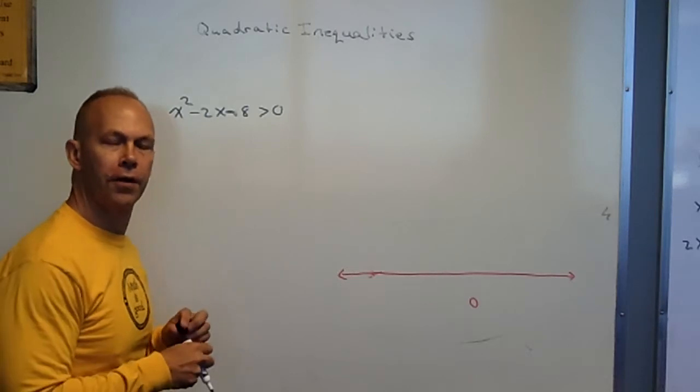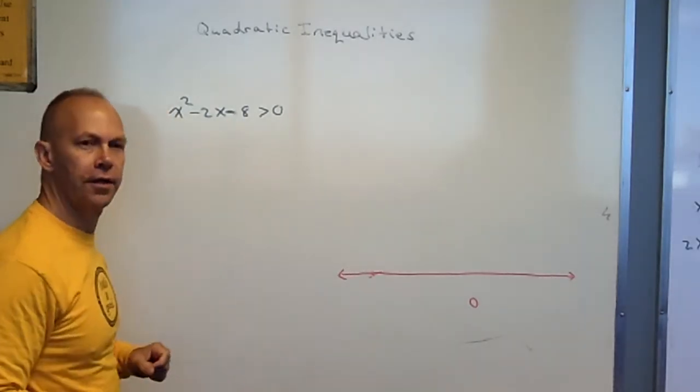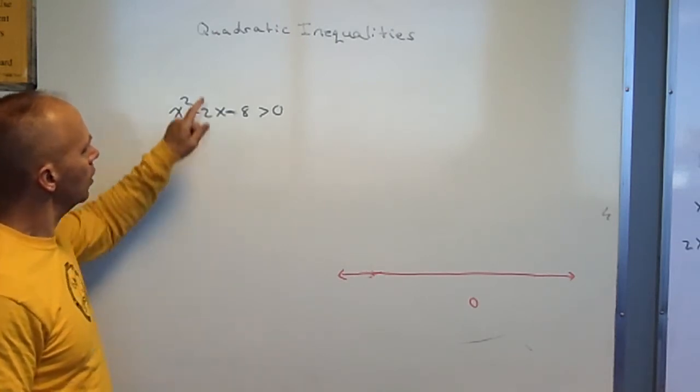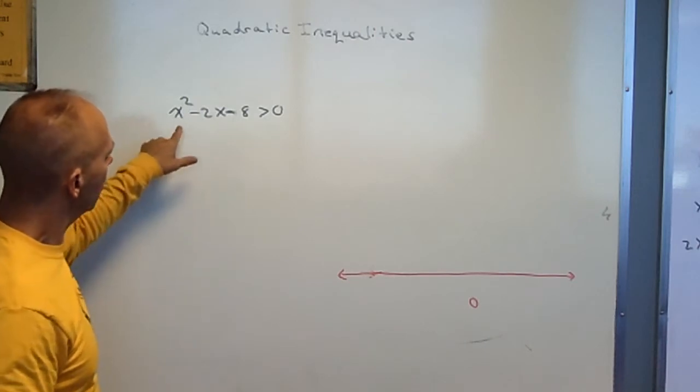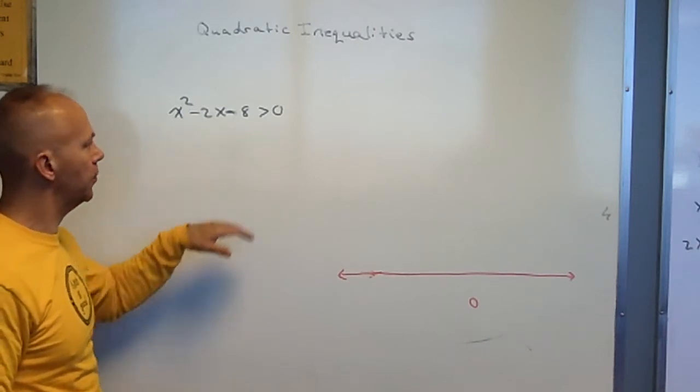Okay, hello and welcome back. Today what we're going to be looking at is solving something called quadratic inequalities. Quadratic inequality example: x squared minus 2x minus 8 greater than 0.